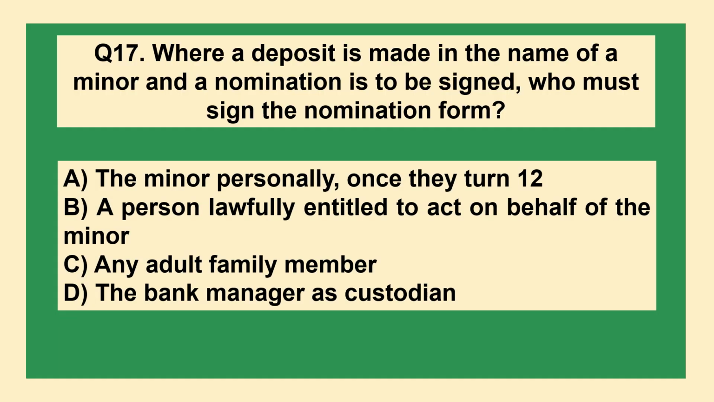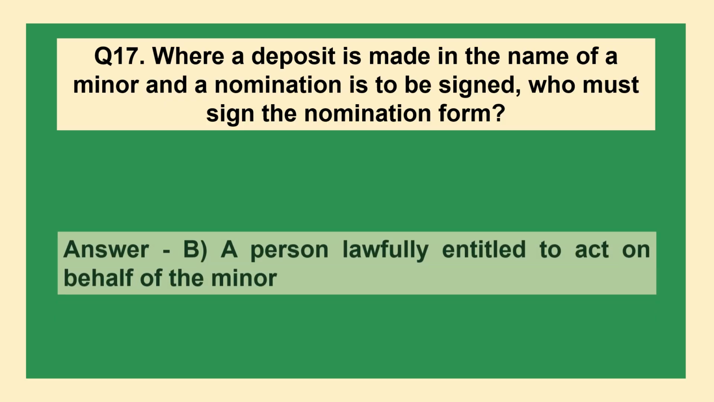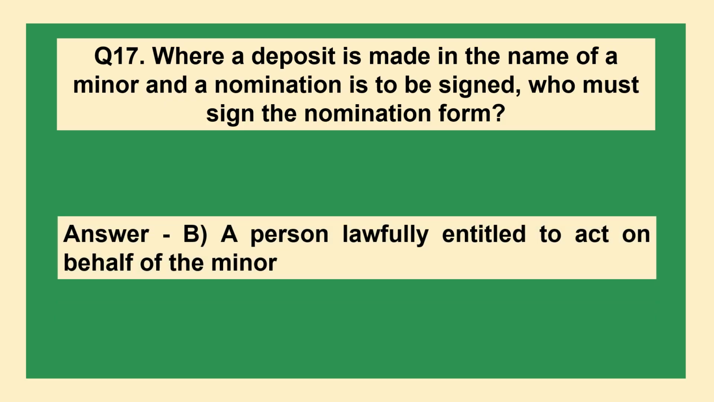Question. Where a deposit is made in the name of a minor and a nomination is to be signed, who must sign the nomination form? Option A, the minor personally once they turn 12. Option B, a person lawfully entitled to act on behalf of the minor. Option C, any adult family member. Option D, the bank manager as custodian. Answer: option B, a person lawfully entitled to act on behalf of the minor.